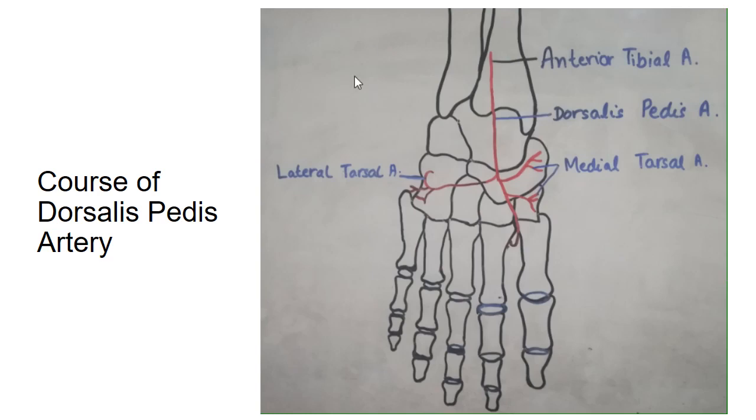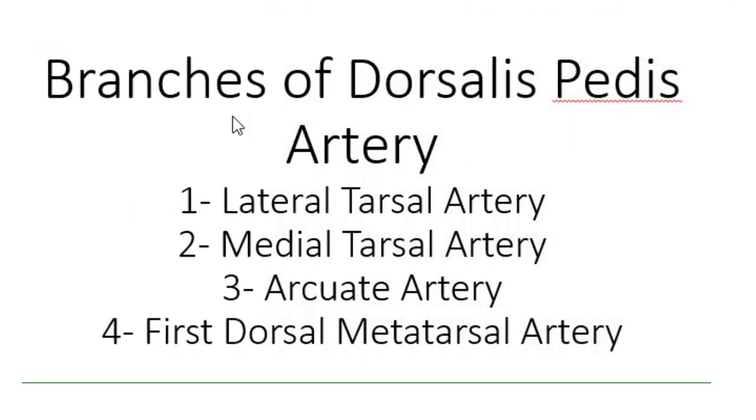Now we'll talk about the branches of the dorsalis pedis artery. The dorsalis pedis artery gives off 4 branches on the dorsum of the foot. The first branch is the lateral tarsal artery. The second branch is the medial tarsal artery. The third branch is the arcuate artery. The fourth branch is the first dorsal metatarsal artery. We'll talk about these arteries in detail individually.